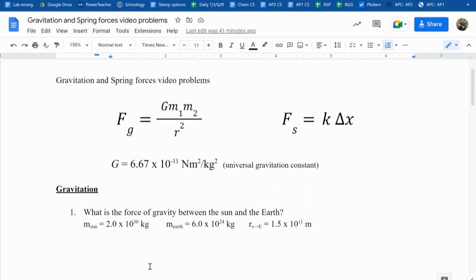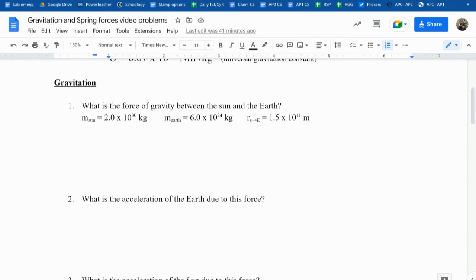If you get to our practice problems, you will notice that equation is given to you right there: F sub g equals G m1 m2 over r squared, where G is the universal gravitation constant, 6.67 times 10 to the minus 11 newton meters squared per kilogram squared. We'll get to the spring forces later. For right now, let's just take a look at some gravitation problems.